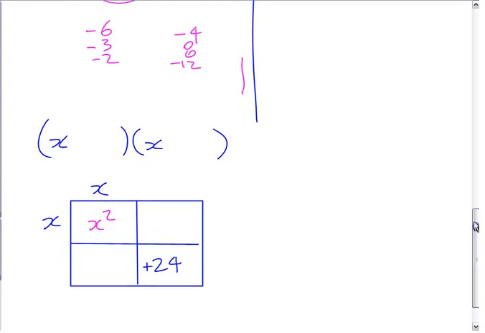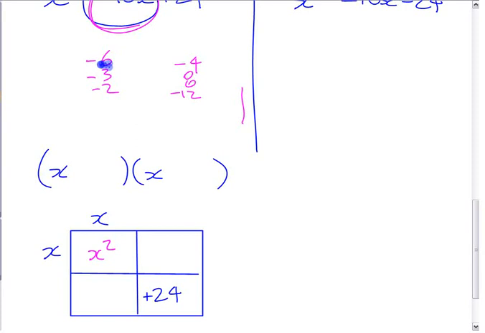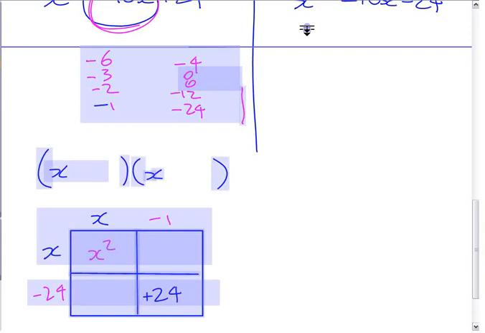There's lots of things it could be, right? It could be minus 6, minus 4, minus 3, minus 8, minus 2, minus 12. Or it could actually be, couldn't it be minus 1, minus 24? Like I could put minus 1, minus 24 here. That would give me the right number here. But would that give me the right two things here? No, right? Which one does it have to be so that you get the right middle term? Has to be 6 and 4.